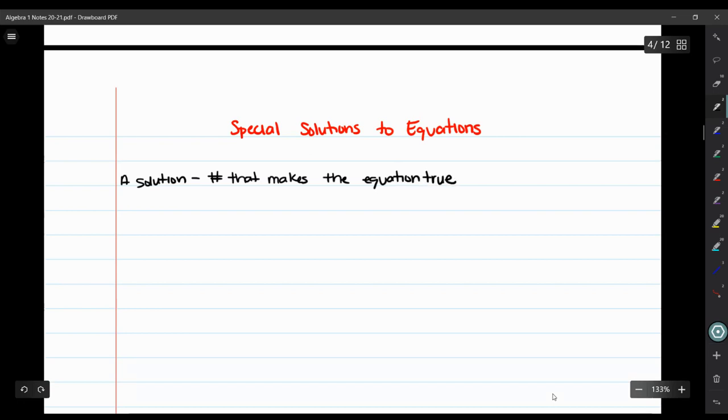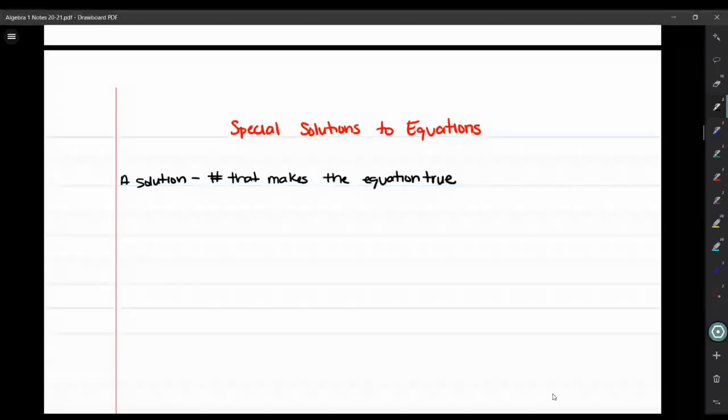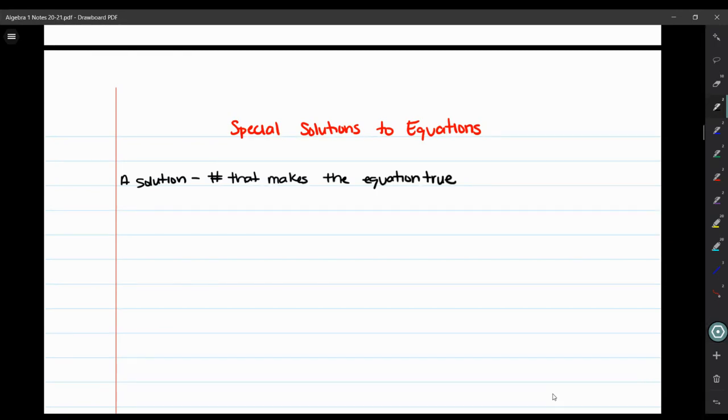Now, most of our equations, or all of our equations so far, have only had one solution, x equals 2, or x equals 3, x equals -5, but there are a couple other cases as well. So let's just dive in with an example. So let's look at example 1.